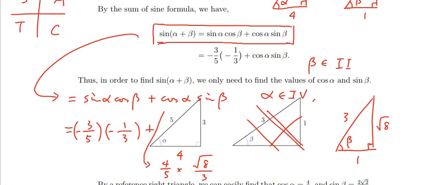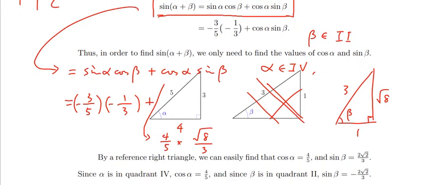Okay, so we get the final answer equals cosine alpha plus beta. This is negative 3/5 times negative 1/3. So this equals 3/15, right? So plus, this also has the same denominator, 15. 3 times 5, 15. So here's 4 radical 8. Okay, so we are done, right?